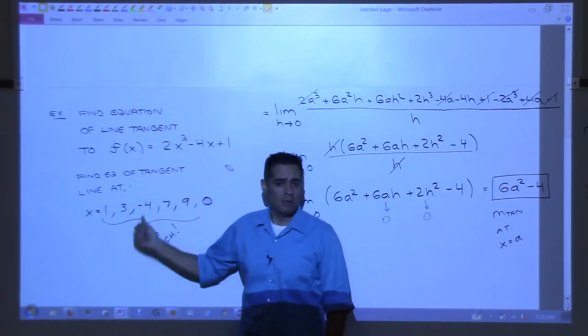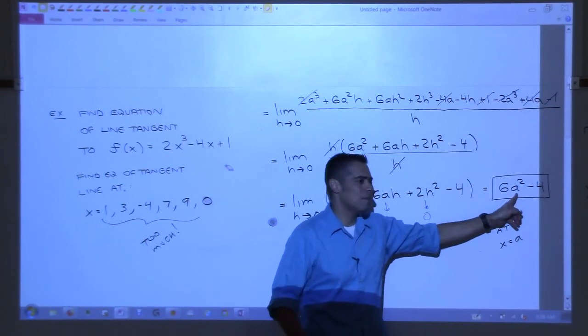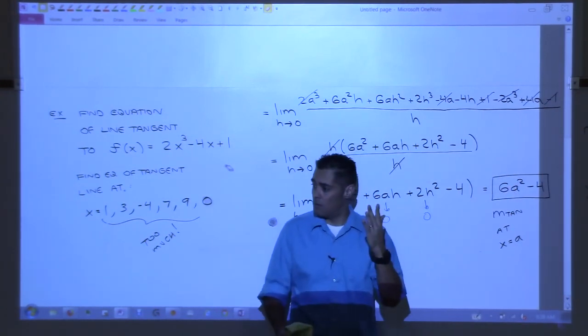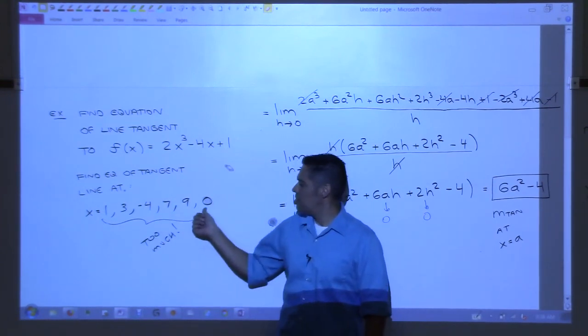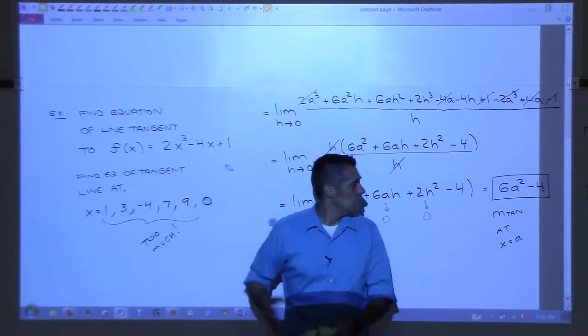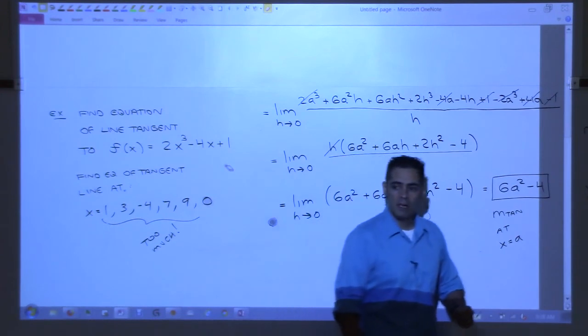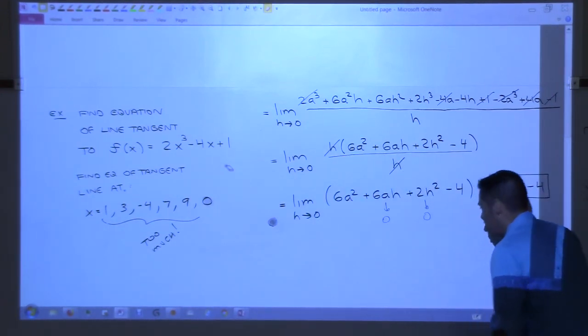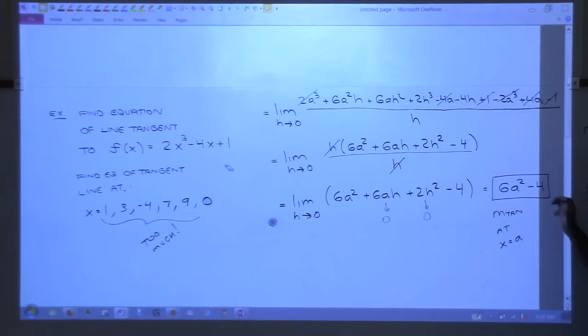At negative 4, we just replace that with negative 4. So these numbers are going to get kind of big. Negative 4 squared is 16 times 6, take away 4. That's the slope. How about at 0? Negative 4. Understand? Now, isn't that more efficient? I mean, the algebra was a little messy, but isn't that better than doing it 6 different times?